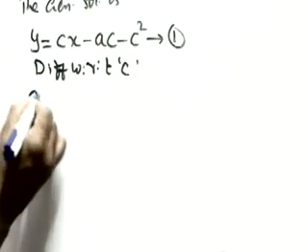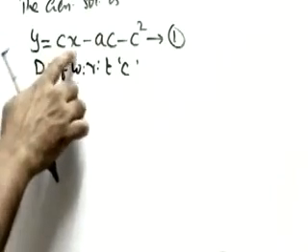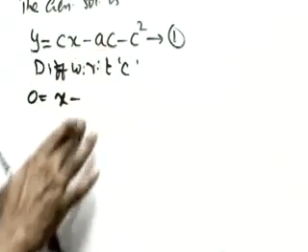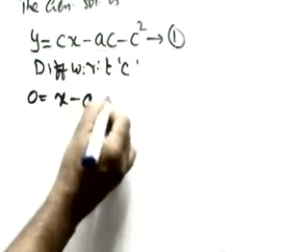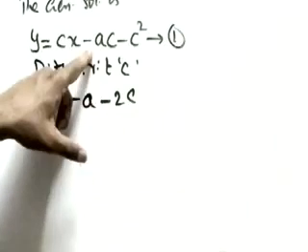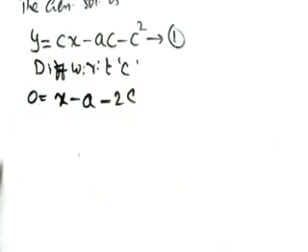So if we differentiate with respect to c, we don't have c here, it will be 0. d by dc of c will be 1, 1 into x will be x, minus d by dc of c will be 1, 1 into a will be a, minus c square will be 2c. Now we have to find c from this and substitute in 1.